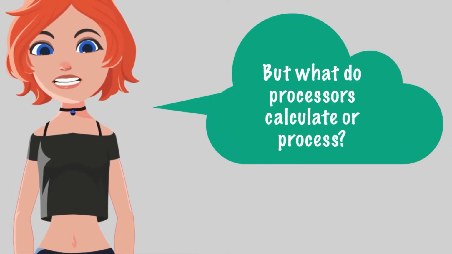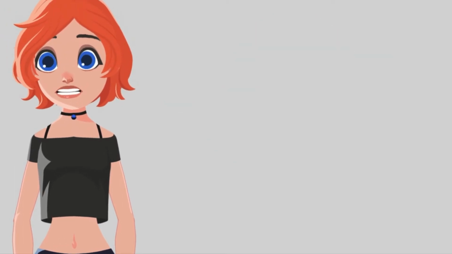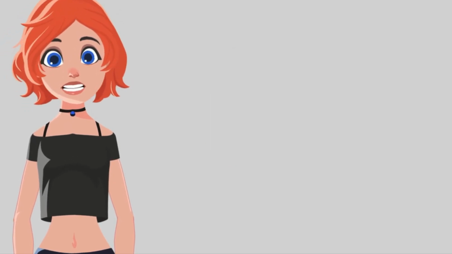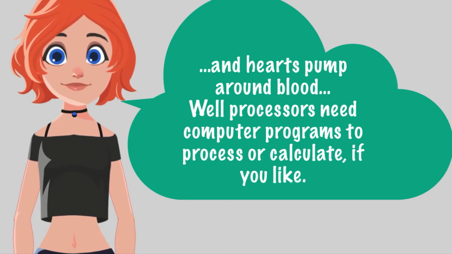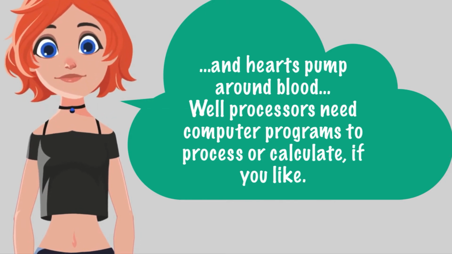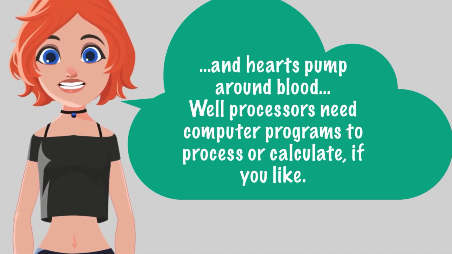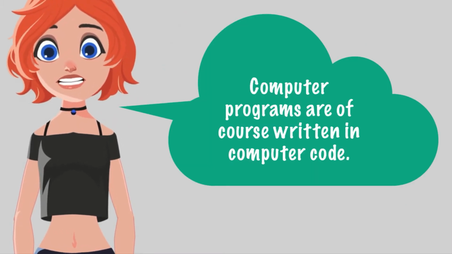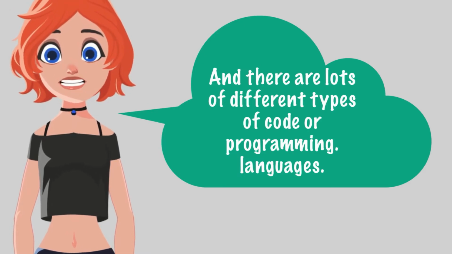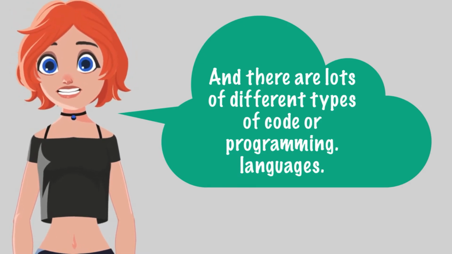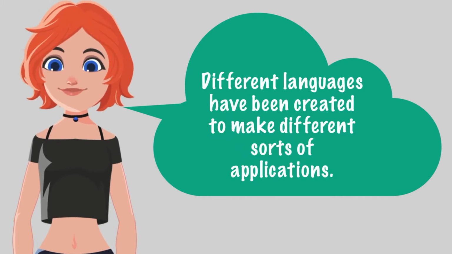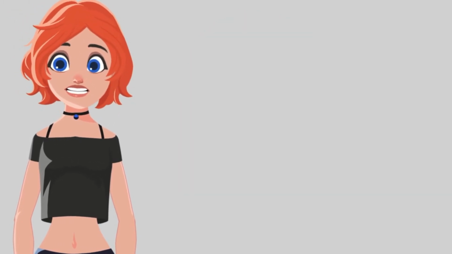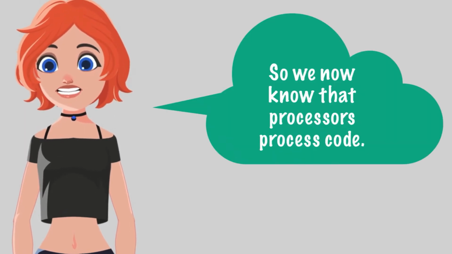But what do processors calculate or process? Just as a human brain works with thoughts, and heart pumps around blood, well, processors need computer programs to process, or calculate, if you like. Computer programs are of course written in computer code, and there are lots of different types of code or programming languages. Different languages have been created to make different sorts of applications. So we know that processors process code.